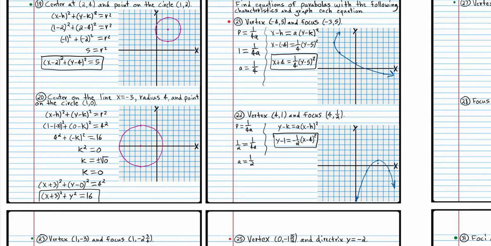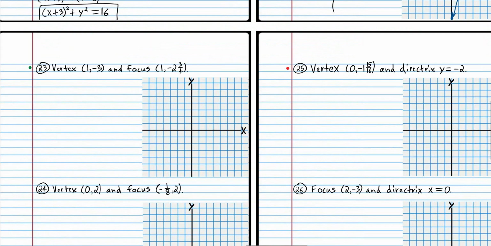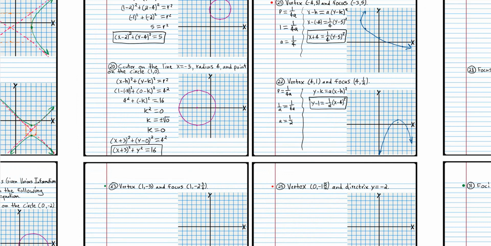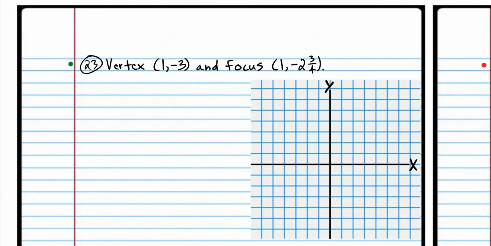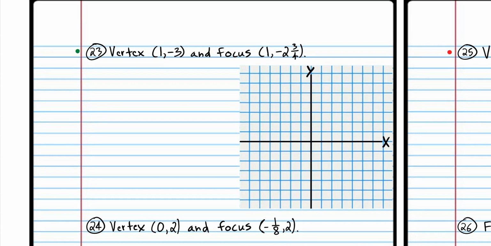I want you to take a picture of number 21 and 22. And I want you to use those problems to do number 23. Now 23 is going to be a parabola opening up, I believe. Well, actually, it might be opening to the left. Well, we'll see. Plot the coordinates of the vertex and the focus. And you'll see if it is opening up or down, or to the left or to the right. If it's opening up or to the right, then A is going to be positive. If it's opening to the left or down, then A is going to be negative. So try number 23. When you come back, we'll do it together.